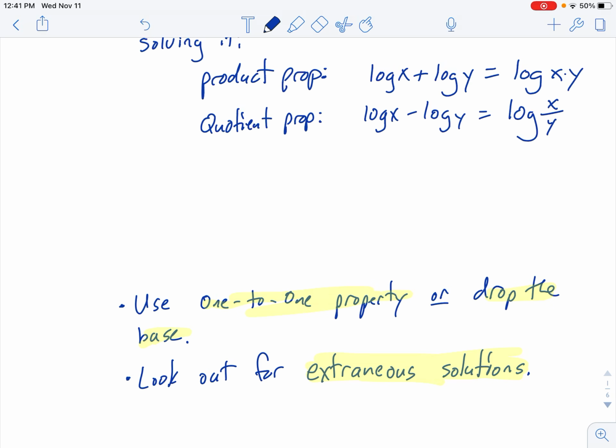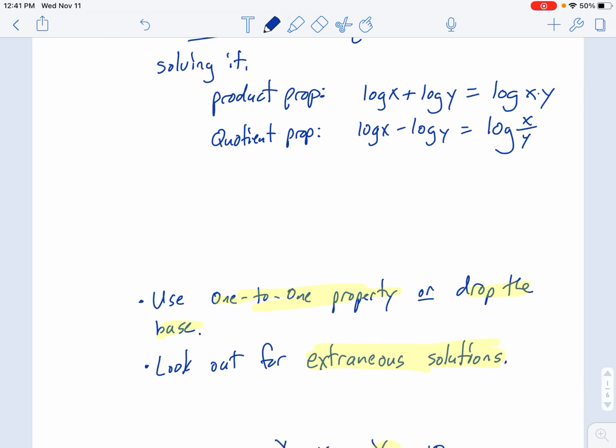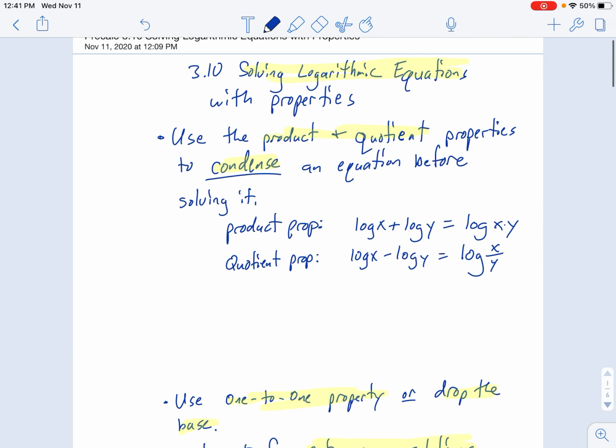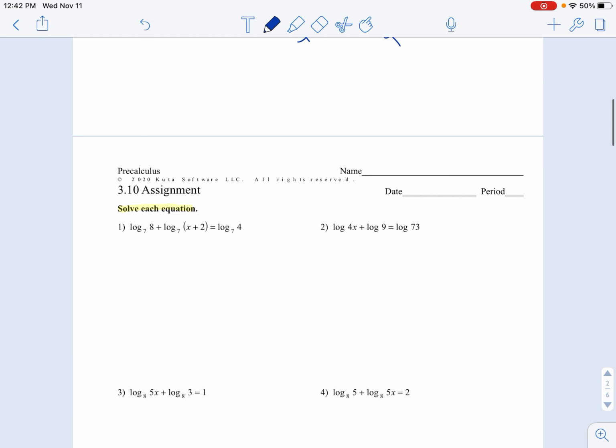You remember a third property called the power property? Since it doesn't really come up on this worksheet, I'm not going to review it, and I'm not going to throw it in your face right now. So we just won't worry about that.